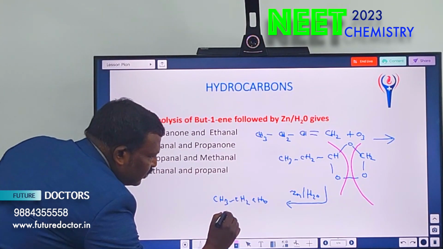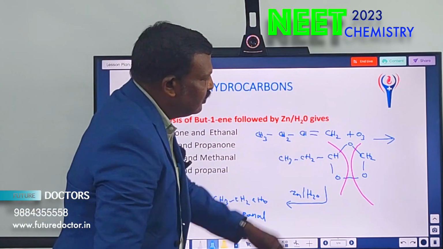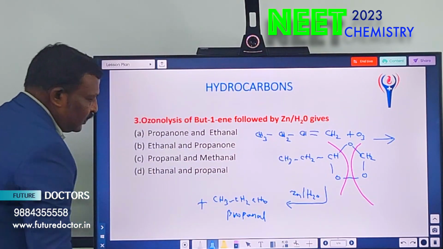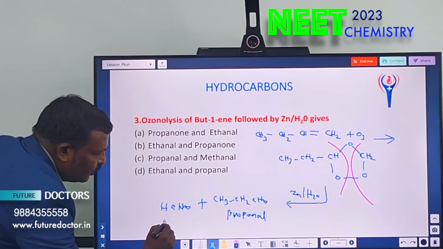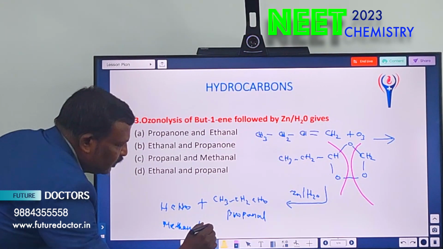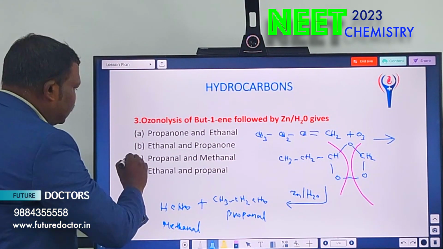This is three carbon. We can simply say propanal plus, that side, CH2O. For our convenience we can write HCHO. Understood? This has only one carbon, so it is called methanal. Propanal and methanal. Propanal and methanal. So option C is the correct one.